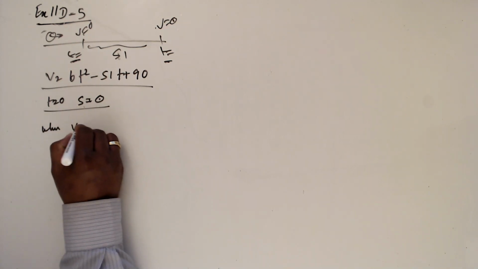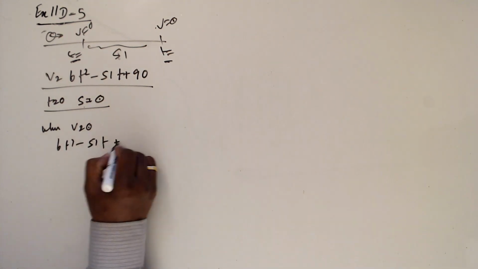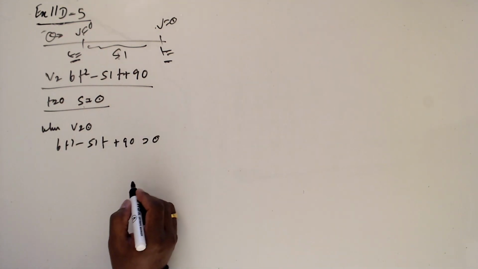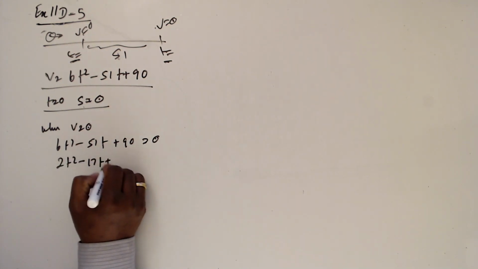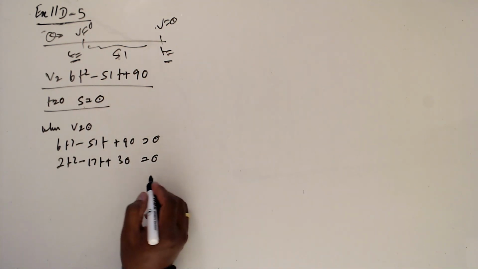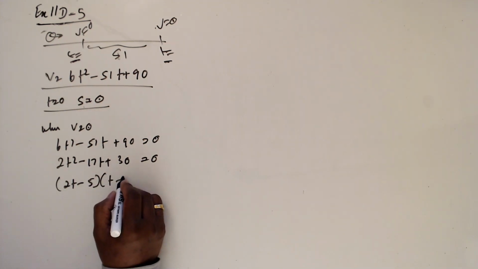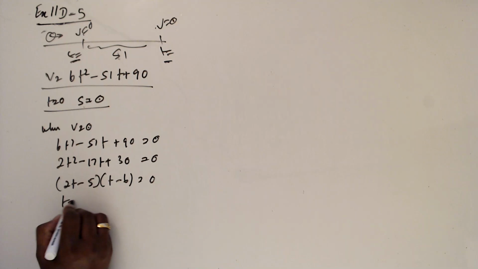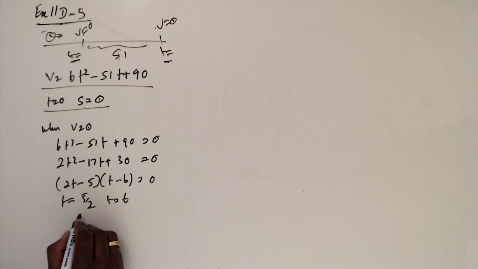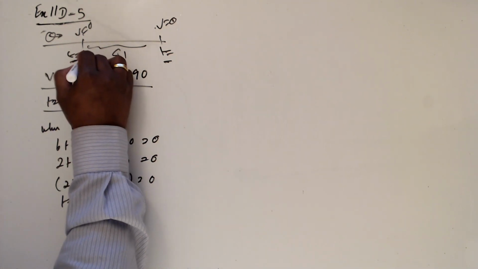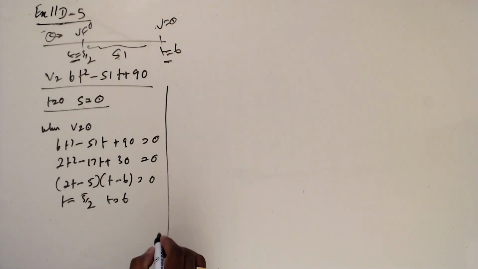When v equals 0, 6t² − 51t + 90 = 0. We can divide by 3: 2t² − 17t + 30 = 0. Factorising into brackets, (2t − 5)(t − 6) = 0, so t equals 5 over 2, or t equals 6. So this is 2.5, or 5 over 2, and t equals 6. Now we need the distance equation.